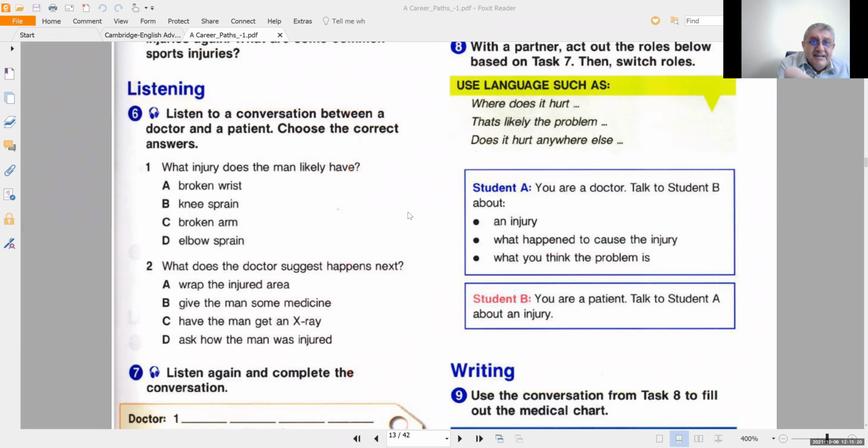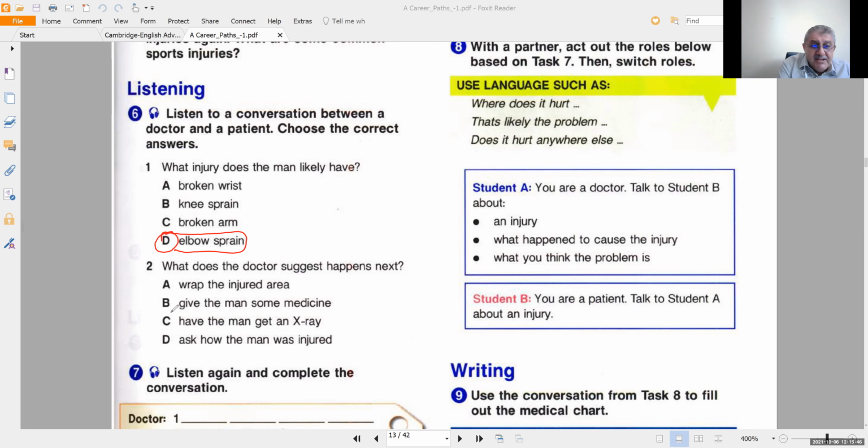Yes, it is D. Good. Elbow sprain. So that was his injury. Then the doctor suggested a new, a second step after this. What did she suggest? To rub the injured area, give the man some medicine, have the man get an X-ray, or ask how the man was injured.